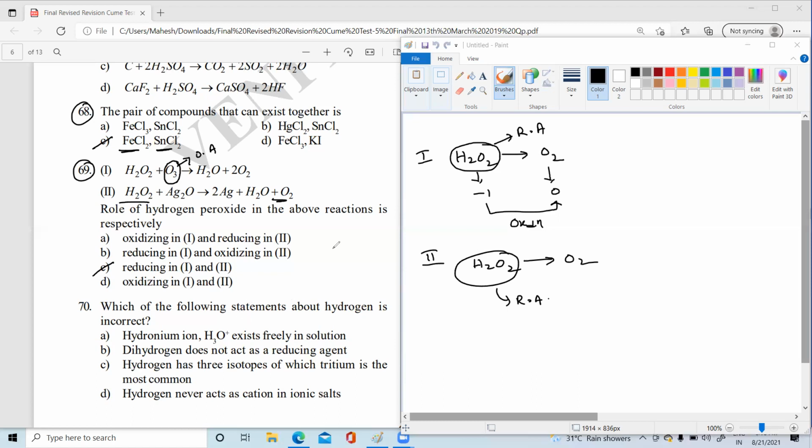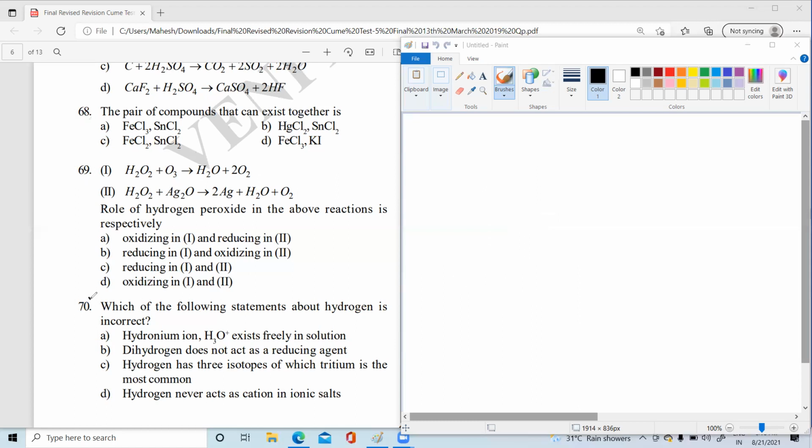Next, students, question number 70. You can check, students. Here, this is not there. We have erased that. Which of the following statements is incorrect? Hydronium ion freely exists. This is a correct statement, students. Next, dihydrogen acts as a strong reducing agent. This also is correct. And hydrogen has 3 isotopes. That is correct. And tritium is the most common isotope?